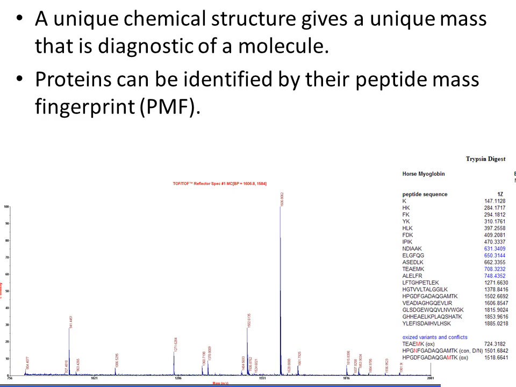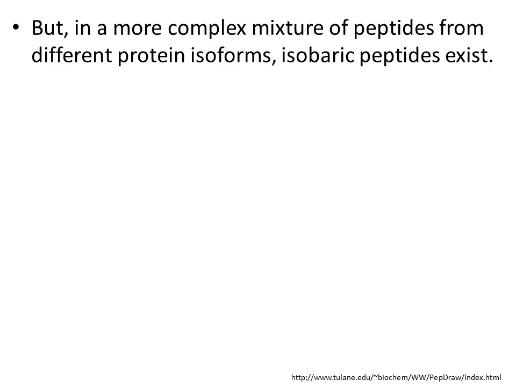This method is still used in some labs to identify proteins separated by 2D gels, where a single protein spot is digested to peptides, and the peptides are measured by MALDI-TOF mass spectrometry. The limitation of this technique is twofold. Firstly, if more than one protein is present, data interpretation can be a little difficult.